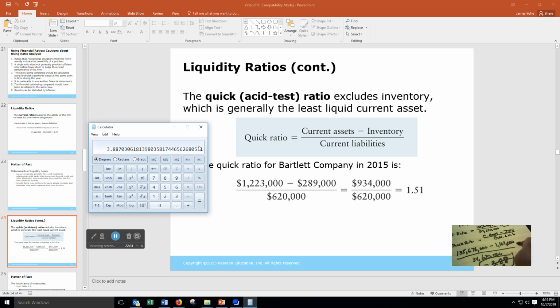So what that tells us is Google, or excuse me, I keep saying Google, it's Alphabet, formerly known as Google, has about $3.88 in liquid assets for every dollar in current liability. So this would, generally speaking, depending upon the industry, give us an indication that this firm is well set up to be able to pay its bills in the short run. Okay, thank you very much. I hope this helps.